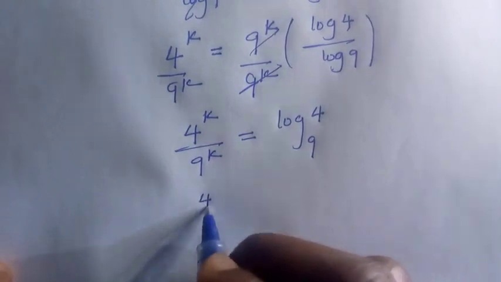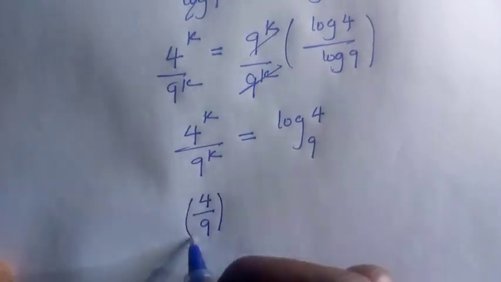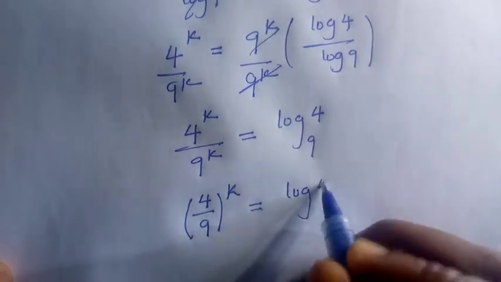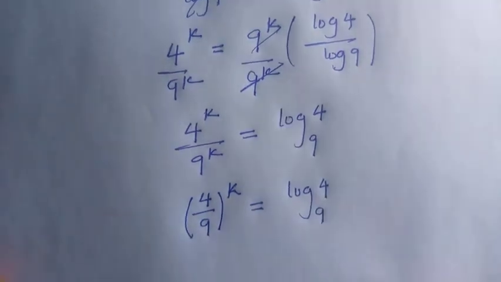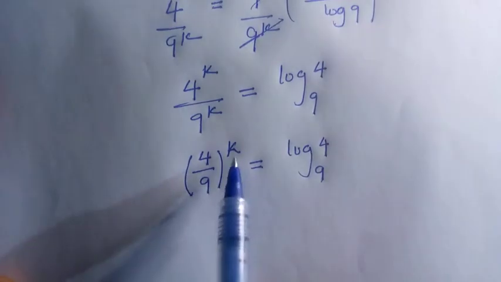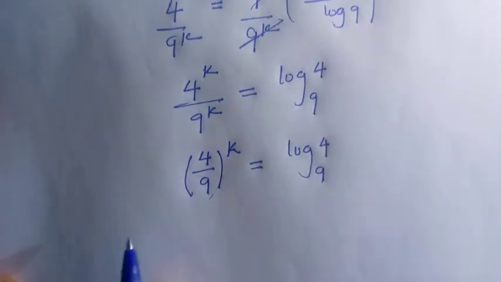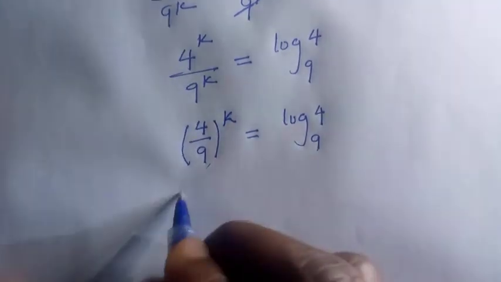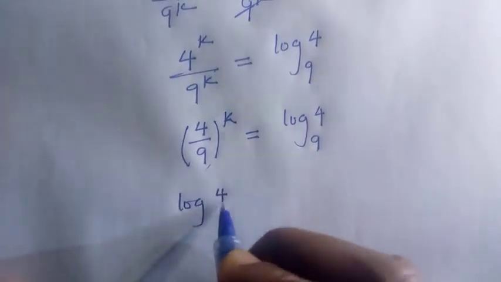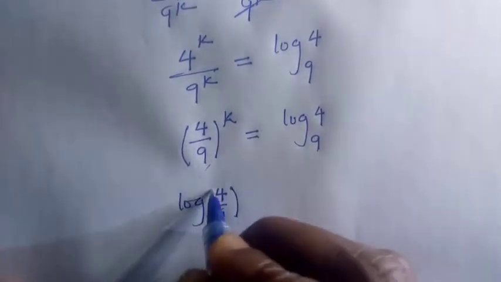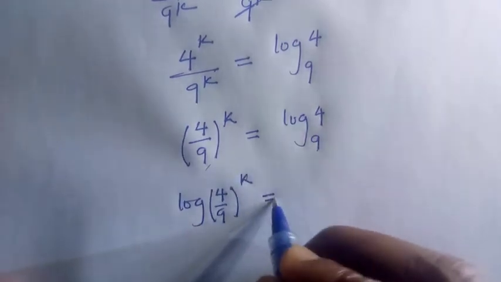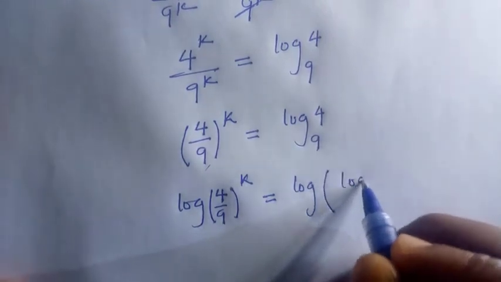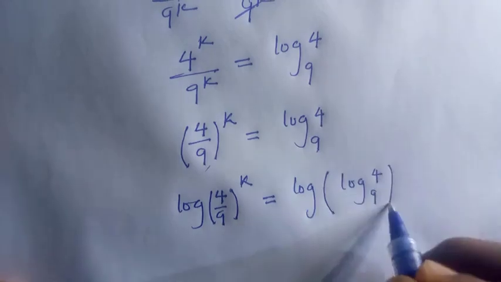Then we write it as 4 divided by 9 all raised to the power of k equals log 4 base 9. And then for the second time, to get k also, we introduce another logarithm to this. So by introducing another logarithm, you have log of 4 divided by 9 raised to the power of k equals log in bracket log 4 base 9.